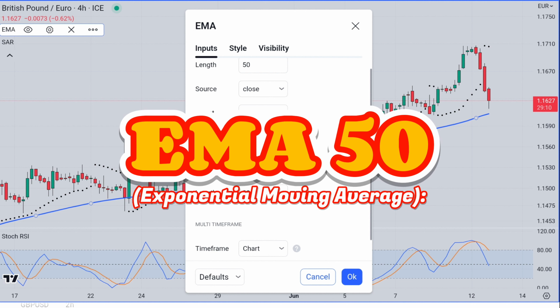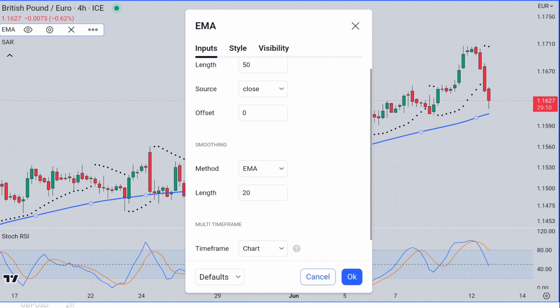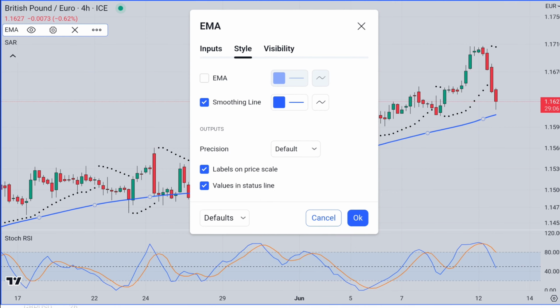EMA 50 is a moving average indicator that calculates the average closing prices of the last 50 candles. This indicator is used to determine the trend and whether the price is above or below the moving average. It can also be used to measure the strength of the trend.